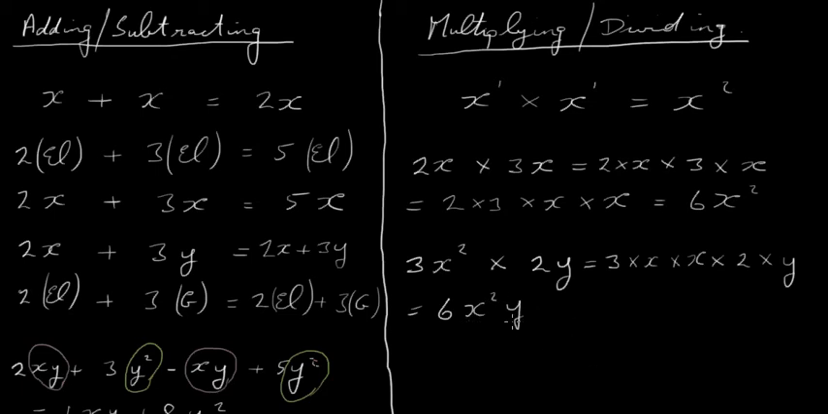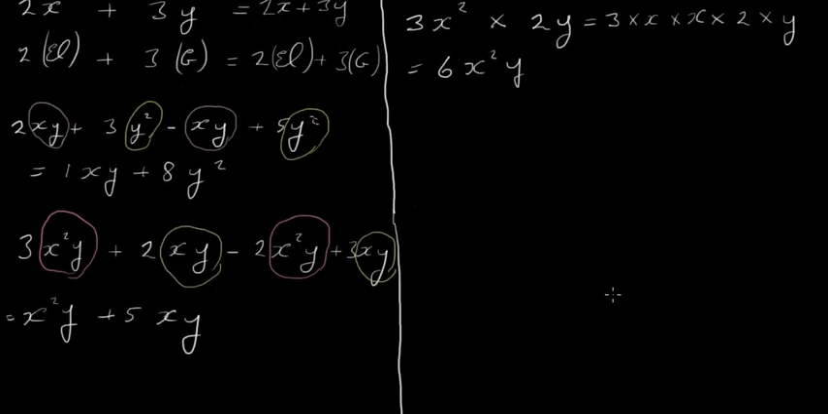We can't multiply the x by the y to get anything else. It's just x squared y. So this is our answer here. So this is what we started with, 3x squared times 2y. We multiplied the 3 by the 2 and we got 6. There's no x's here at all, so we're just left with x squared. There's a y here, there's no y here, so we're just left with y in our answer. Let's look at another example.